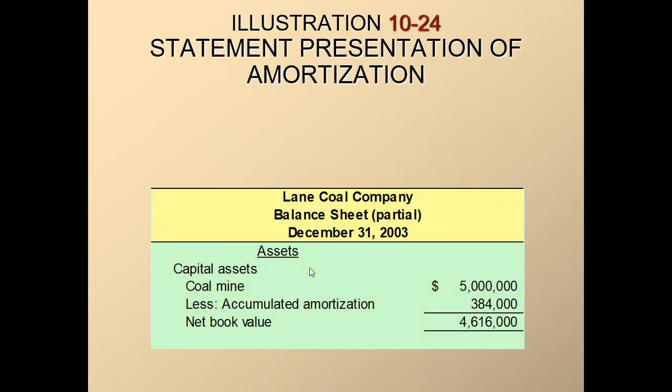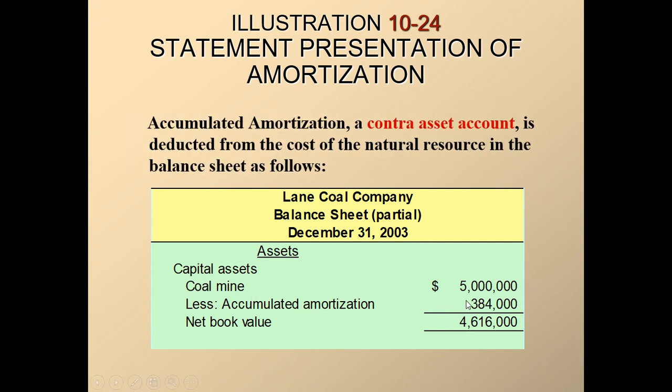This is just a presentation of how it would look on the balance sheet. For example, if you purchase a coal mine and that specific coal mine over a year went down by 384,000, it would mean that for that specific year, in 2003, the net book value would be renewed at 4,616,000, which is the value you have to work with for the next year. Every asset is presented like this on the balance sheet. As soon as there is some amortization related to it, you're always going to have a less accumulated amortization section for the asset that's being amortized.